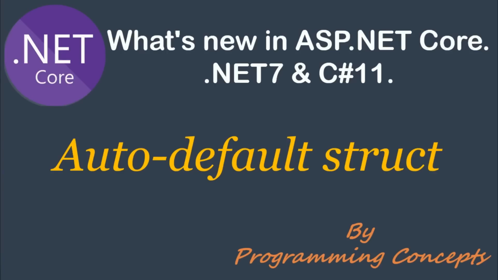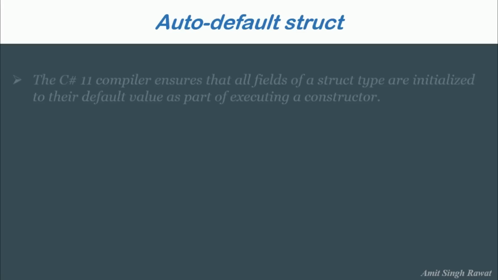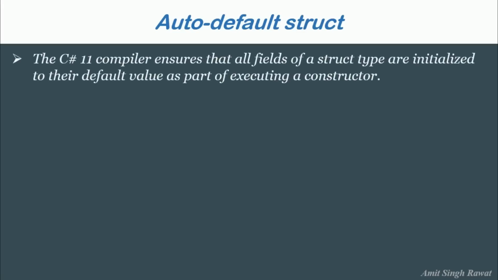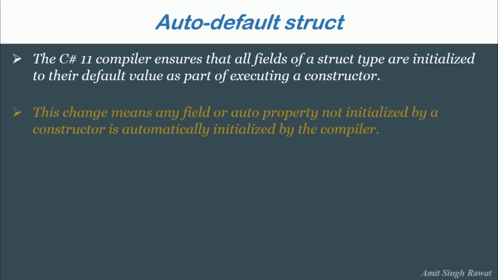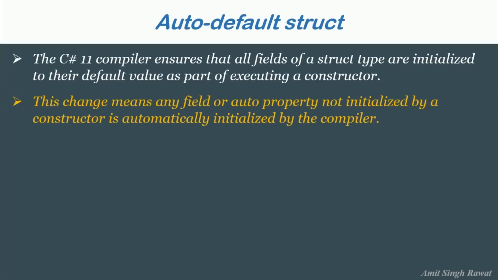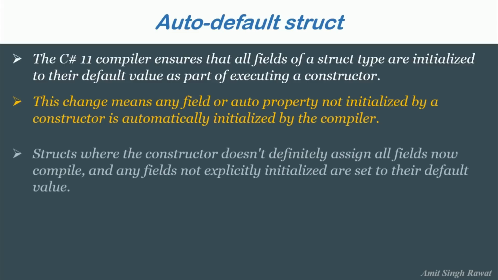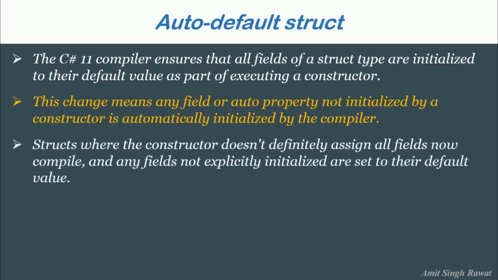First, let's read the definition from Microsoft. The C# compiler ensures that all fields of a struct type are initialized to their default values as a part of executing a constructor. This change means any field or auto property not initialized by a constructor is automatically initialized by the compiler. Structs, where the constructor doesn't explicitly assign all fields, now compile and any fields not explicitly initialized are set to their default values.